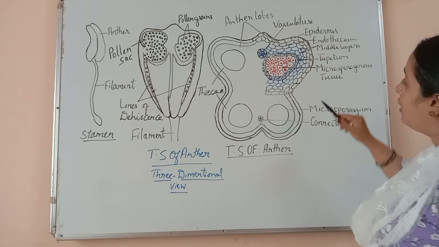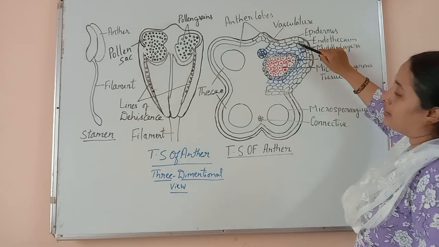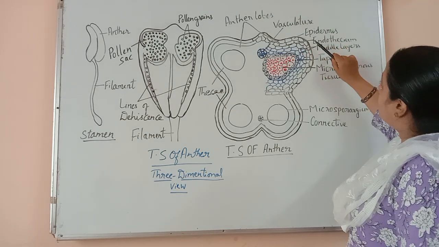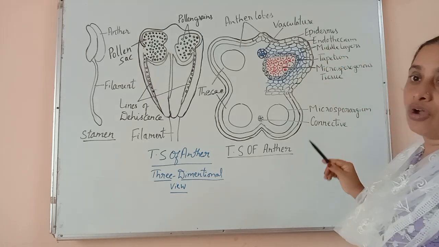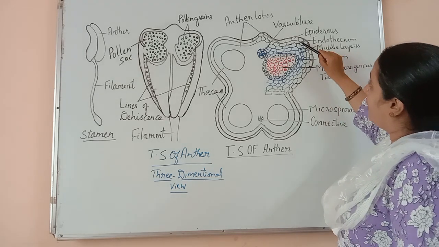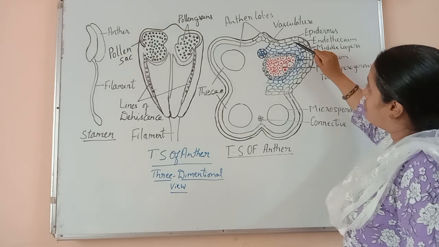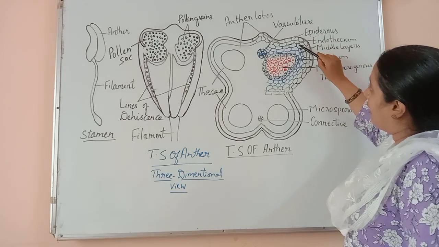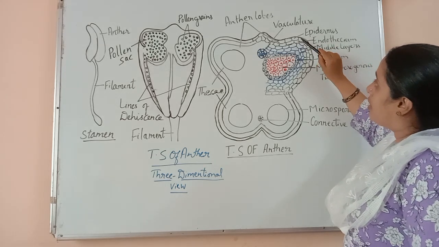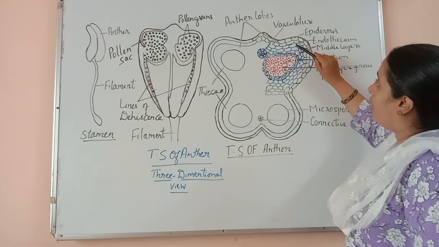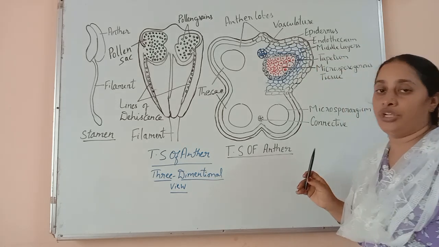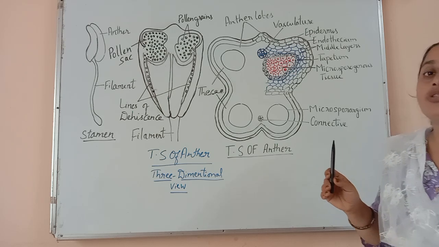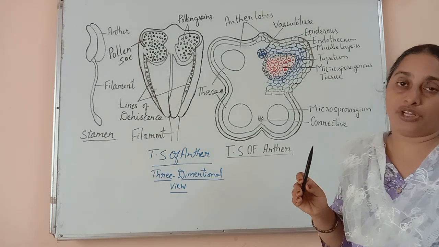And within the epidermis, we are going to see the endothecium. Endothecium is present next to epidermis inside the anther. The endothecium comprises of fibrous material in the tangential wall and in the inner wall. So this fibrous wall helps the endothecium during dehiscence of anther specially.